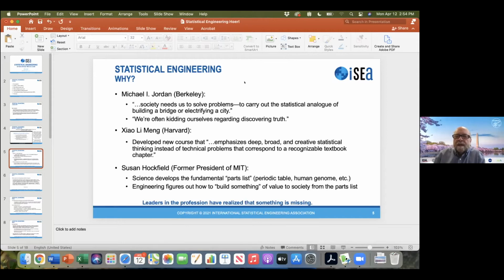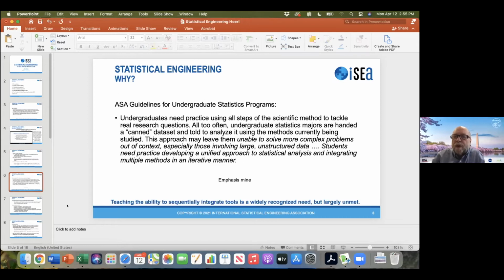I had the privilege a few years ago of listening to a talk by Susan Hockfield, who at the time was president of MIT. She gave a talk on the relationship between science and engineering. Basically, she talked about science developing the fundamental parts list, that is, the periodic table, the human genome, the fundamental truths of the natural world, whereas engineering figures out how to take that parts list or fundamental knowledge and build something of value to society, such as electrifying a city, building a bridge, and so on. So the point I'm trying to make is it's not just me that's noticed this, but other people have noticed this as well.